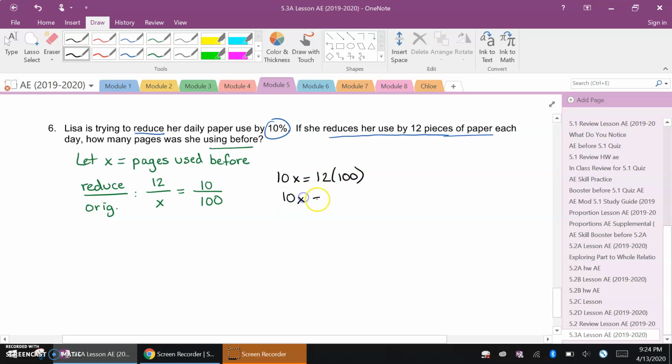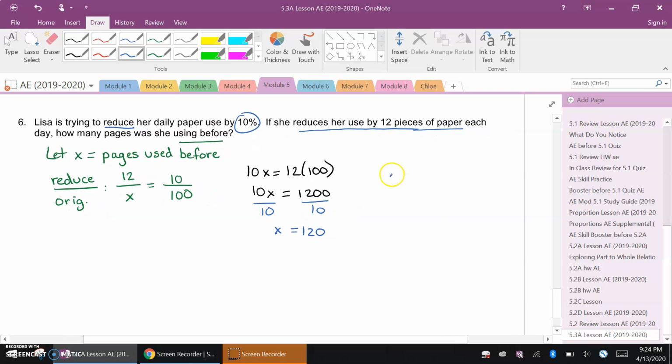So 12 times 100 is going to give us 1,200. And then all we've got to do is divide by 10. And I'm pretty sure this is a lot of paper to be using in one day. We're looking at 120 pages each day. So Lisa was using 120 pages.